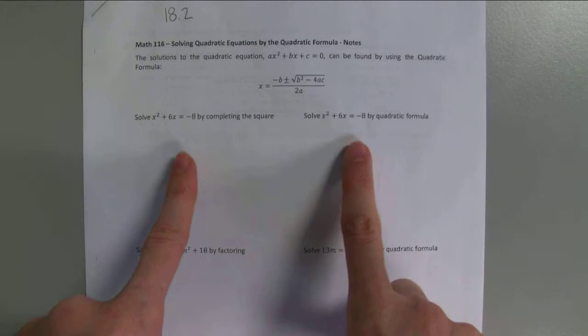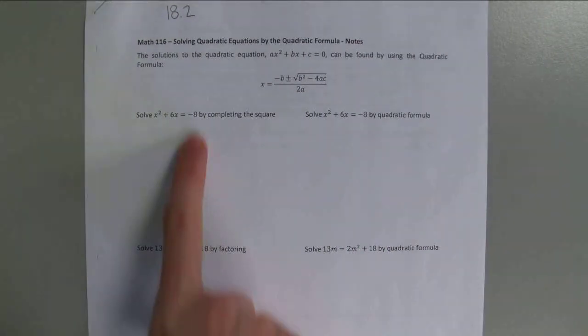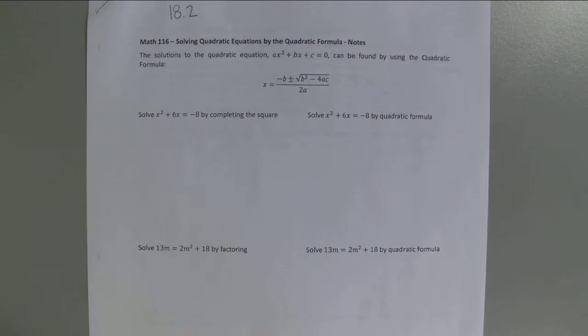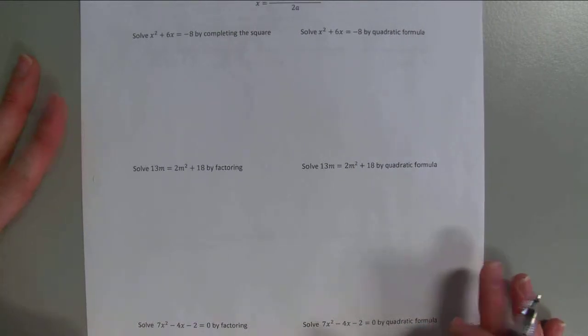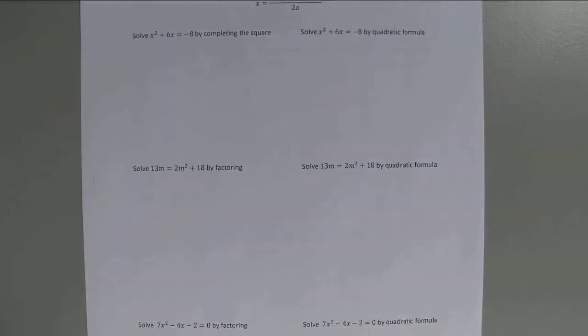So this worksheet's kind of interesting because we have the exact same quadratics that we're going to solve. On the left, we're going to show the methods that we have used before. On the right, we're going to show using the quadratic formula and how we get the exact same answers. Okay? So let's start with solving x squared plus 6x equals negative 8 by completing the square. This is a good review of Monday's lesson.